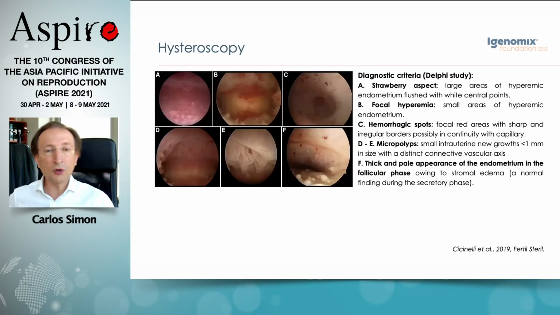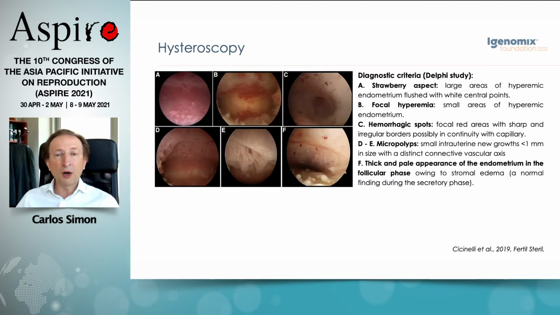The second technique is hysteroscopy. We are all aware of what hysteroscopy is, and we are all aware of the different diagnostic criteria with different images that have been linked to the existence of chronic endometritis.